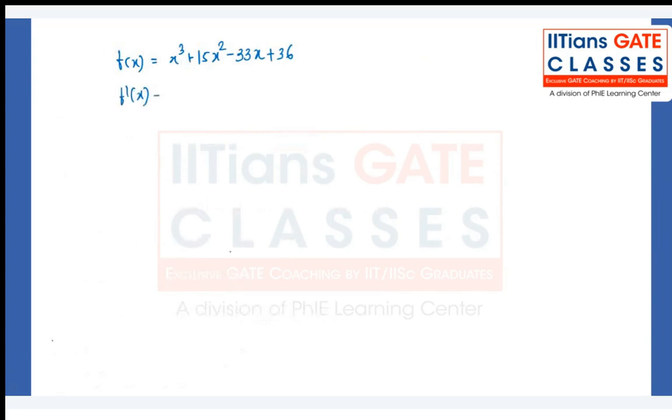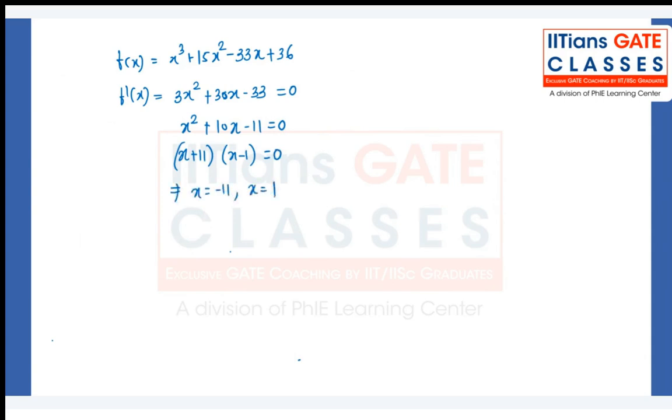If you differentiate this function with respect to x, you'll end up with 3x square plus 30x minus 33, and equate it to 0. You'll end up with x square plus 10x minus 11 equal to 0. If you further solve it, you'll end up with (x plus 11)(x minus 1) equal to 0. This implies x is equal to minus 11, x is equal to 1. So these are the two critical points in this case.